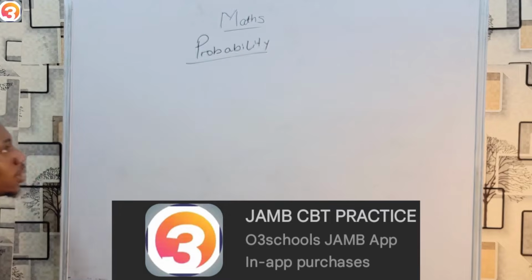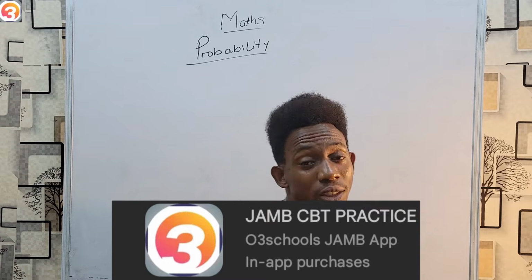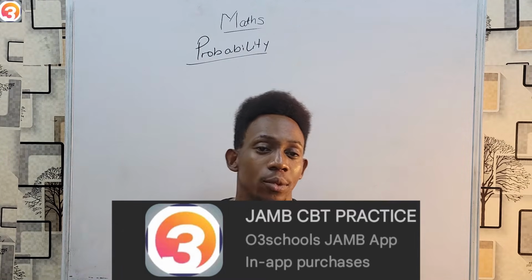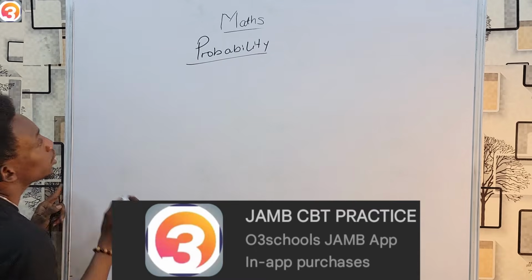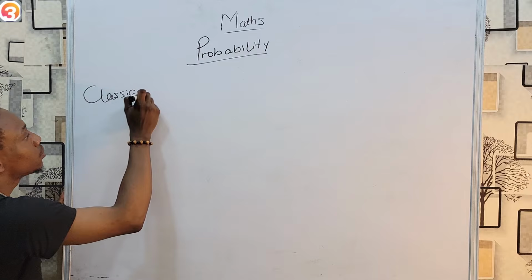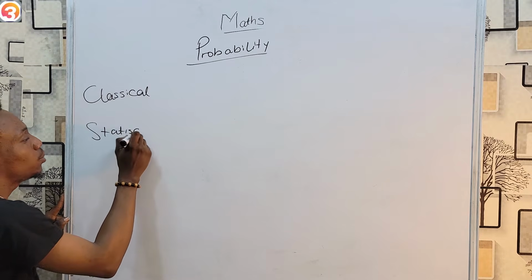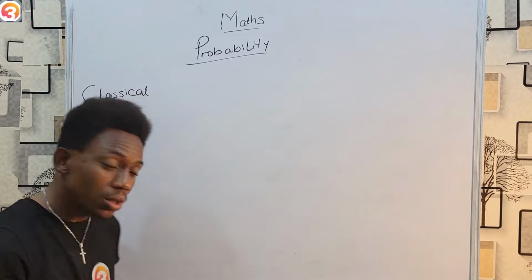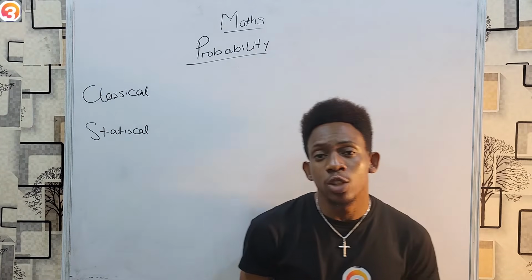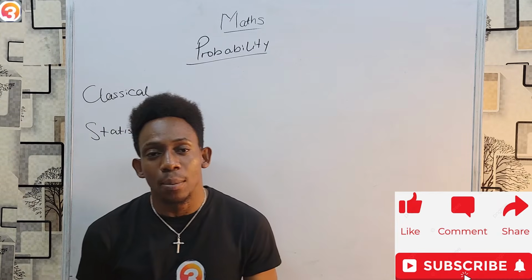So for now, we are looking at probability. Probability studies chances. Is something going to happen? Is it not going to happen? And in probability, there are two ways to study it. There is classical probability, and then there is statistical probability. What's the difference? Well, in classical probability, we don't take into account what has happened to influence what might happen.